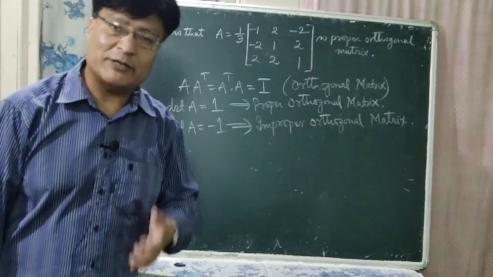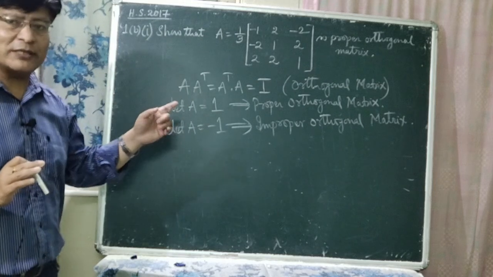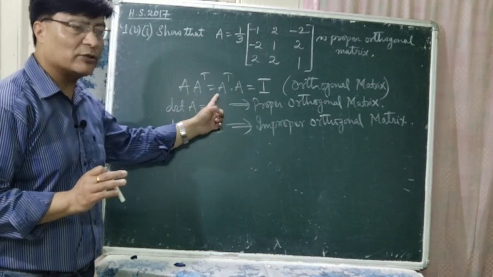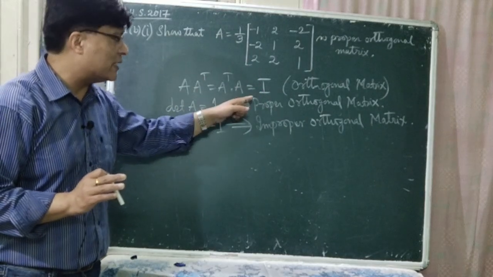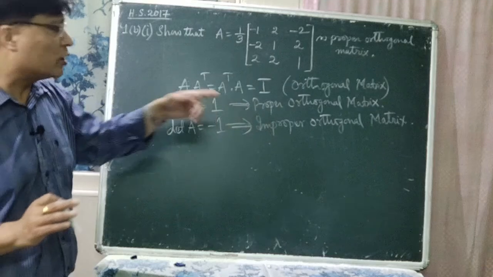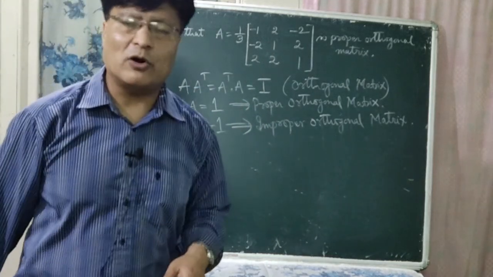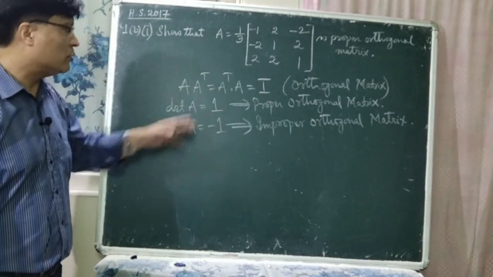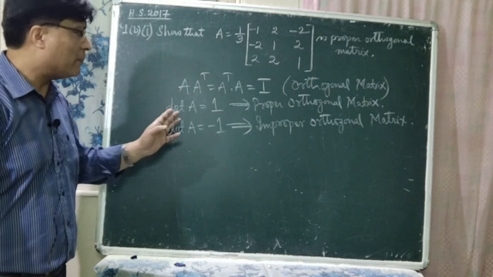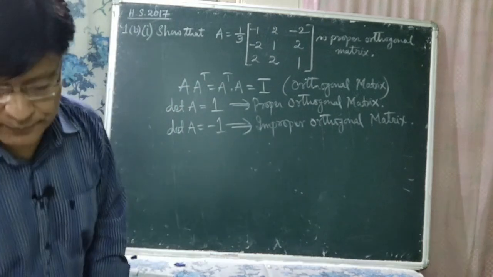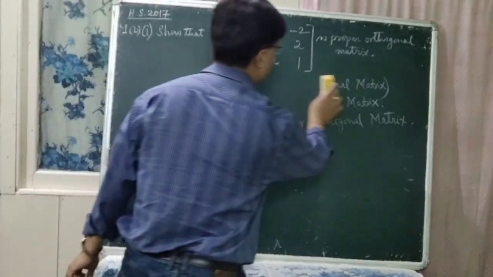So what is an orthogonal matrix? A square matrix A of order n is known as an orthogonal matrix if A dot A transpose is equal to A transpose dot A is equal to I, and if det A is equal to 1, then this is known as a proper orthogonal matrix. Otherwise, if det A is equal to -1, then it is known as an improper orthogonal matrix. So you should understand this definition. Okay, so we will apply this definition in this problem. So let us do this problem now.